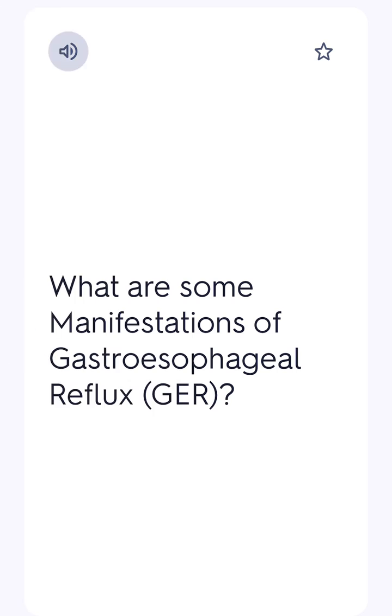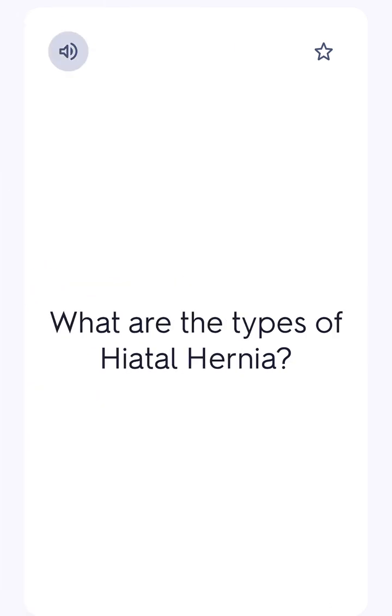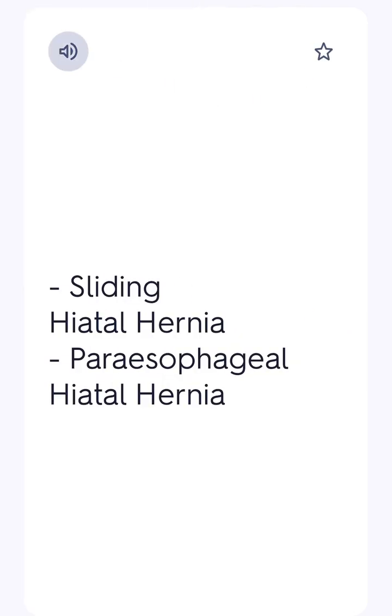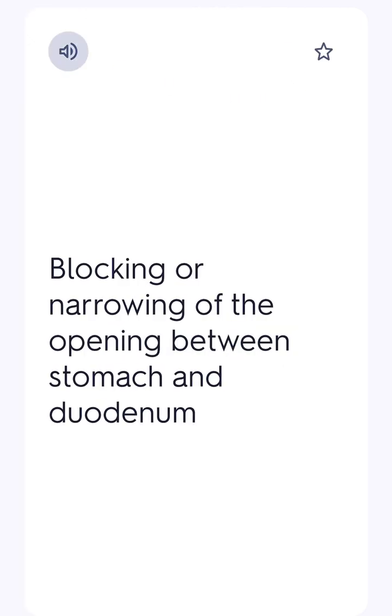What are some manifestations of gastroesophageal reflux? Heartburn, regurgitation of chyme, upper abdominal pain within 1 hour of eating. What are the types of hiatal hernia? Sliding hiatal hernia, paraesophageal hiatal hernia. Define a pyloric obstruction. Blocking or narrowing of the opening between stomach and duodenum.